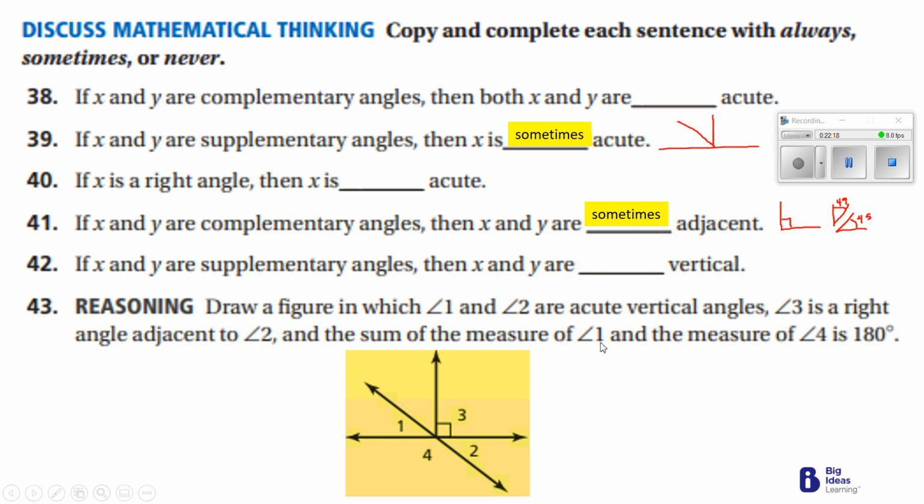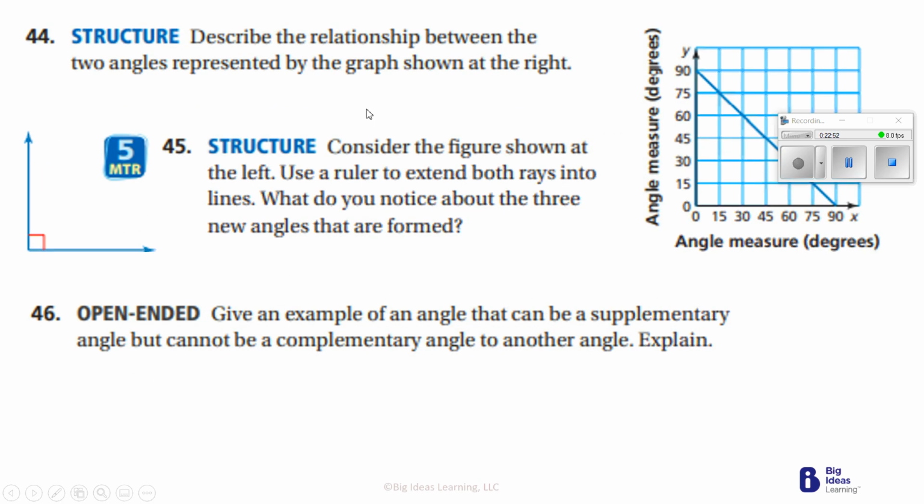So let's see. It says here that angle 3 is a right angle. So angle 3 here is a right angle, and it's adjacent to angle 2. You see angle 2 here, it shares a line and a vertex. And the sum of the measures of angle 1 and angle 4 is 180, where you can see angle 4 is adjacent to angle 1. They reside on this line, so they have to equal 180. Let's go to 44. And that's yours to do.